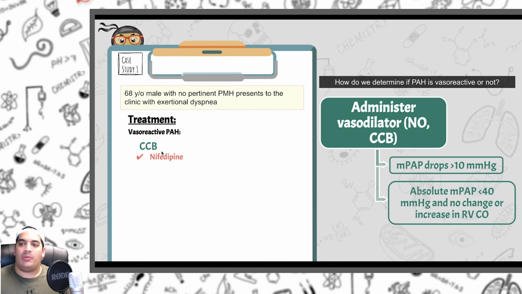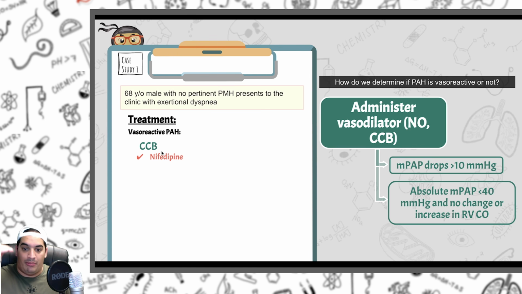If the mean pulmonary artery pressure does drop more than 10 millimeters of mercury, that's a positive sign. And on top of that, if the total value, so let's say that the number was 60, and it drops more than 10, maybe it drops down to 30, is the number less than 40? And did it actually have no change or increase in right ventricular cardiac output? In other words, did it drop the pressure and potentially improve the right ventricular outflow?